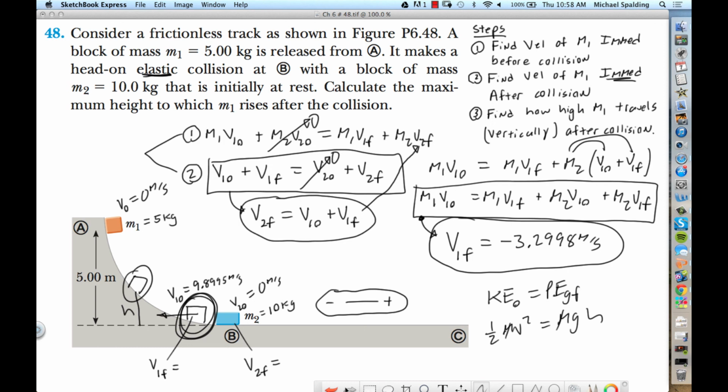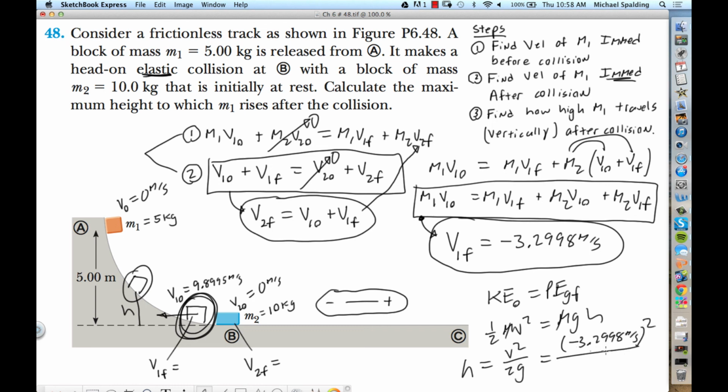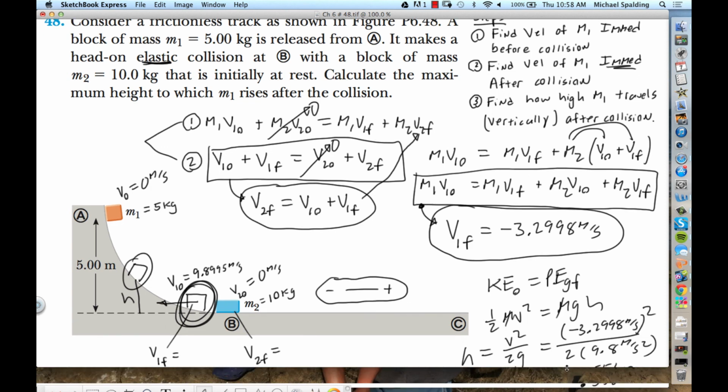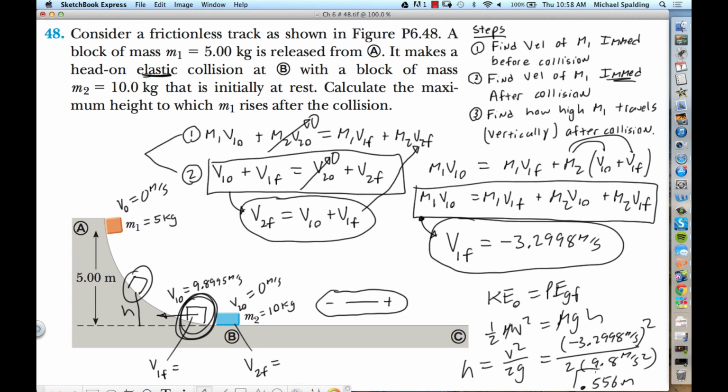The m's cancel, and now we can solve for h. So h is v squared over 2g, so that's negative 3.2998 meters per second, squared, so the negative goes away. 2 times 9.8, and this gives an h of 0.556 meters. That's the final answer. 0.556 meters. Any questions?